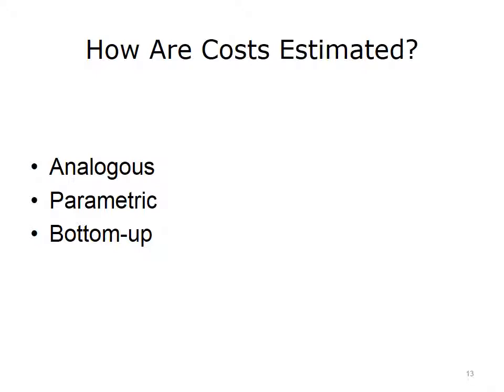A parametric estimate is determined using a statistical approach or mathematical model to develop estimates based on historical data and other variables, such as square footage or labor hours per unit of work. The bottom-up technique involves estimating a component of work and provides more detail than the other cost estimation techniques.